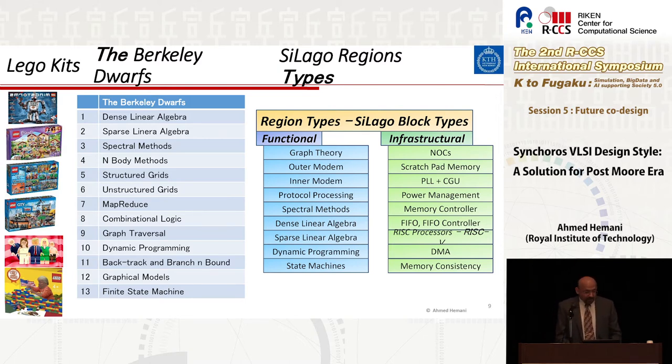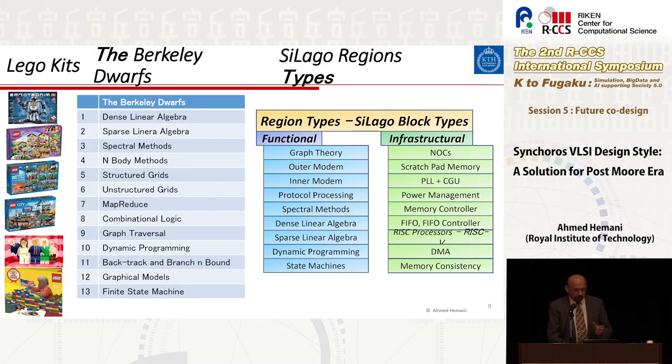But on a more serious note, we're inspired by the dwarfs proposed in the Berkeley report on the landscape of parallel computing. They propose these dwarfs to cover all kinds of application domains. Very similar to that, we have built coarse grain reconfigurable fabrics that correspond roughly to these Berkeley dwarfs. But to make a more complete system, we also need Synchoros blocks for infrastructural resources like the global NoC, the scratch pad, the PLLs, the IO pads, the DMAs, memory consistency controllers, everything. So we also need them as Synchoros blocks. So these become our basis for building things by abutment.